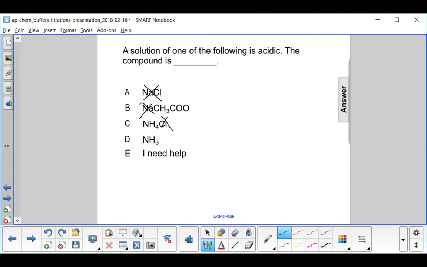The only one that will result in a solution that is acidic is C. The conjugate acid of a weak base results in an acidic solution. So the answer is C. These other two, the CH3COO- and the NH3, will act as bases to increase the pH and make a basic solution.